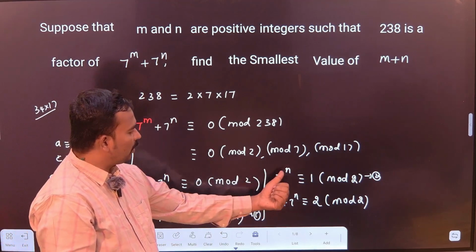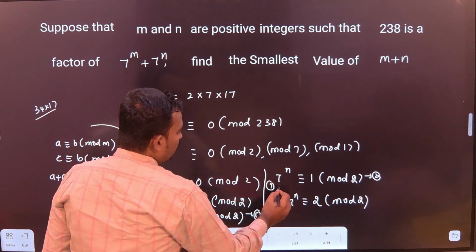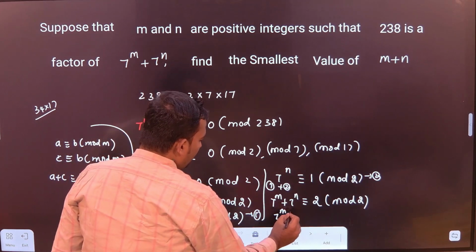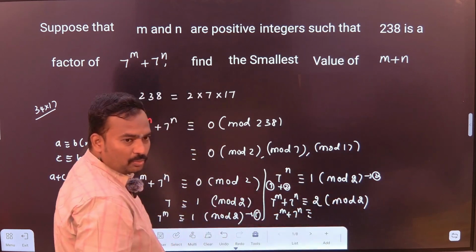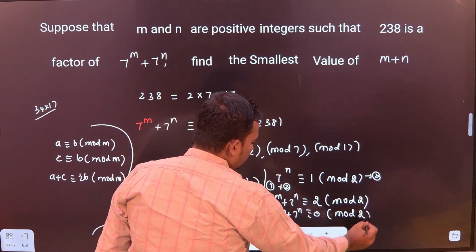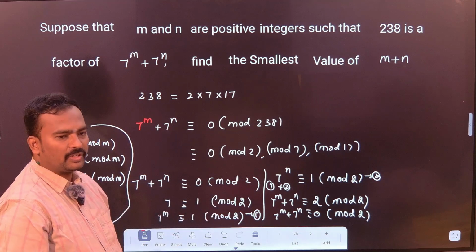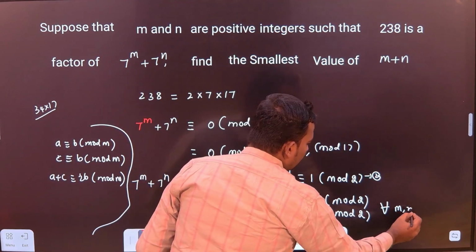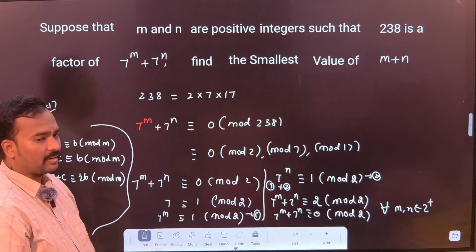The same way 7 power n is congruent to 1 modulo 2. You can add these two. Adding them, 7 power m plus 7 power n is congruent to 2, and when you divide by 2 the remainder is 0, modulo 2. So it's true for all m, n belonging to positive integers. Clear? I hope everyone understands.